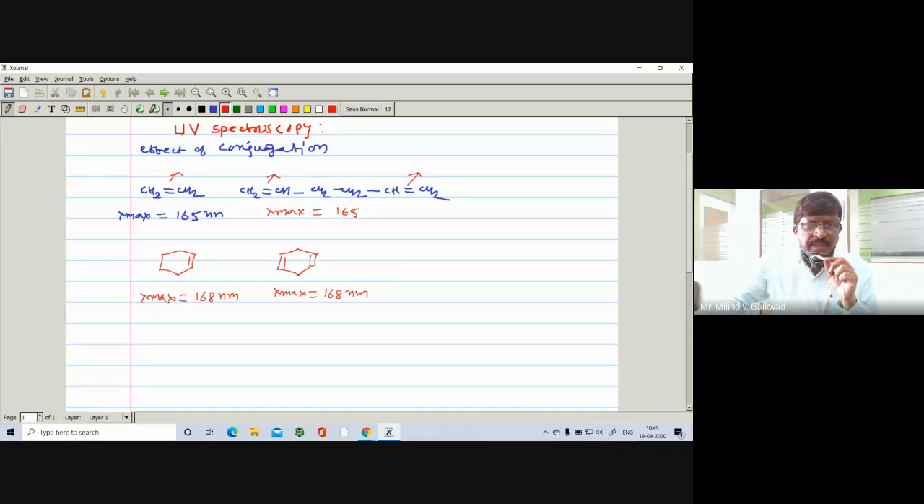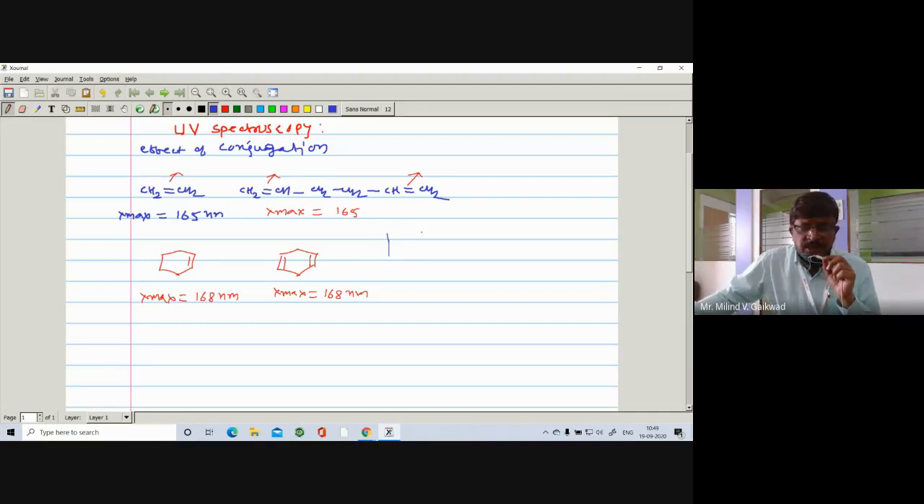You know the UV range, which we all learned last time. The UV will appear in between, suppose here is the UV. This UV will start from 100 to 200 nanometer, and 200 to 400 nanometer. This 100 to 200 region is not so important from an organic point of view, right? So this 168, 165 will appear in between 100 to 200.